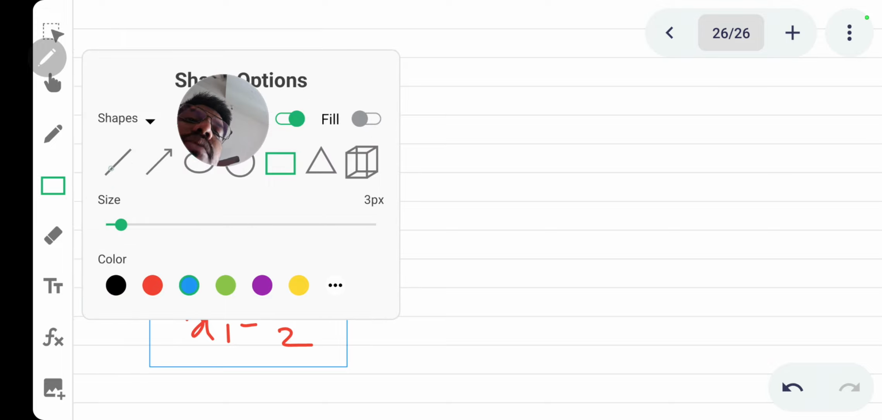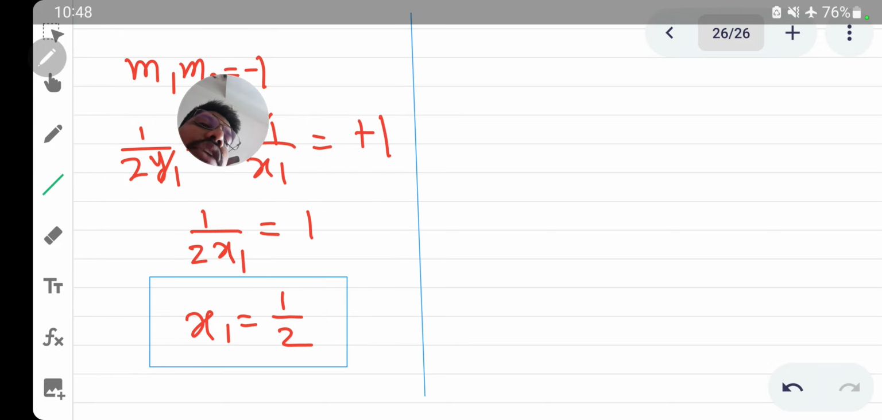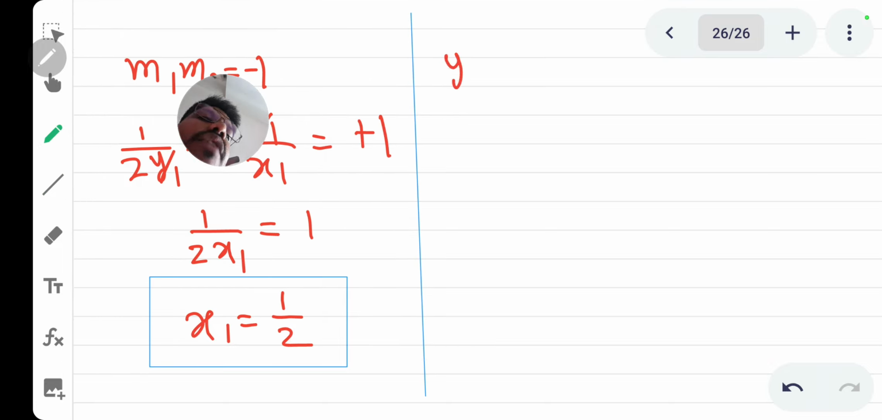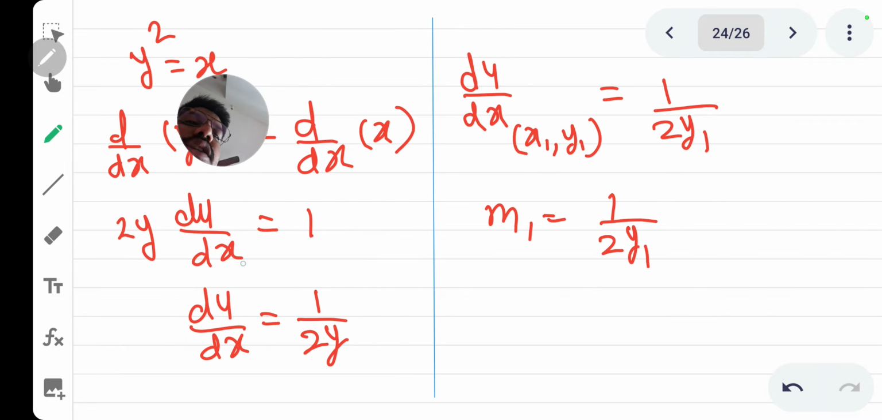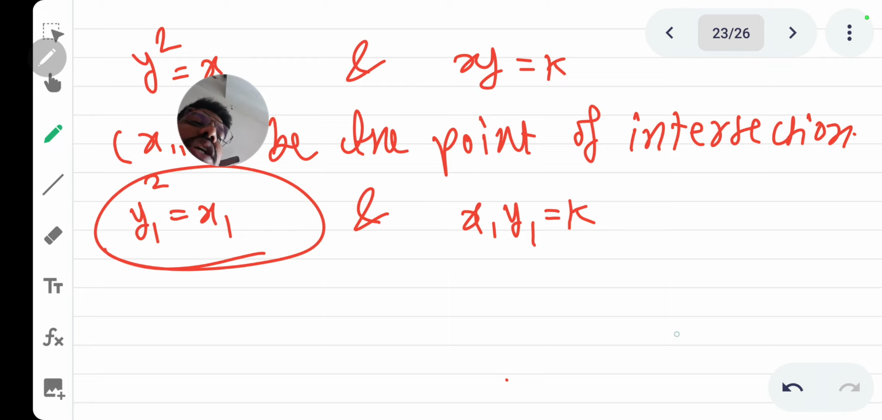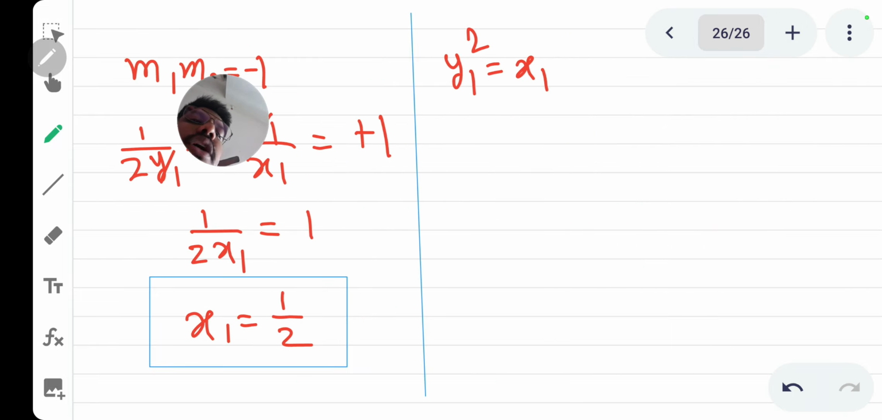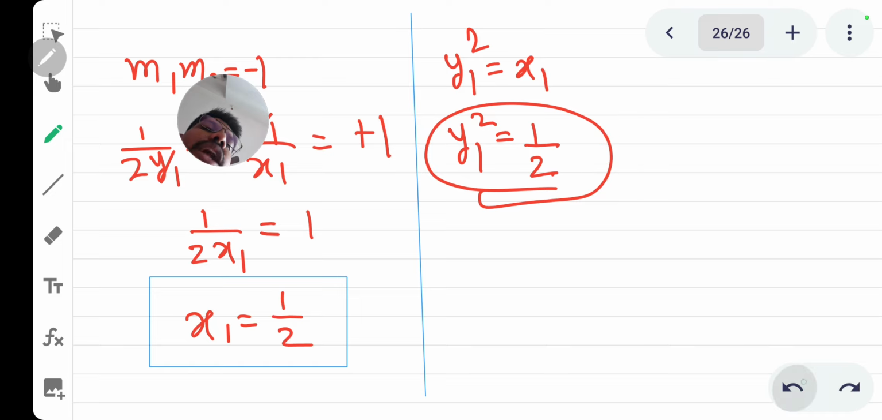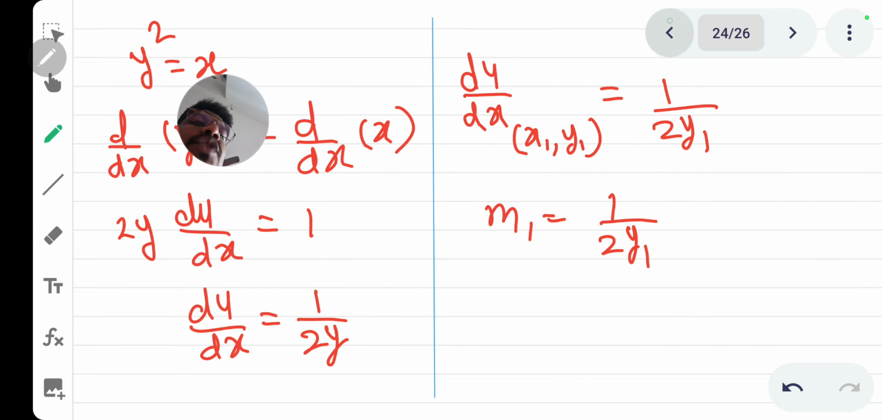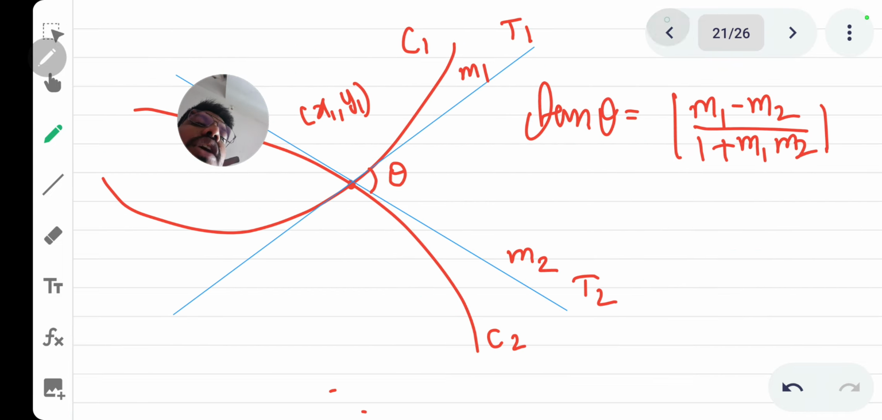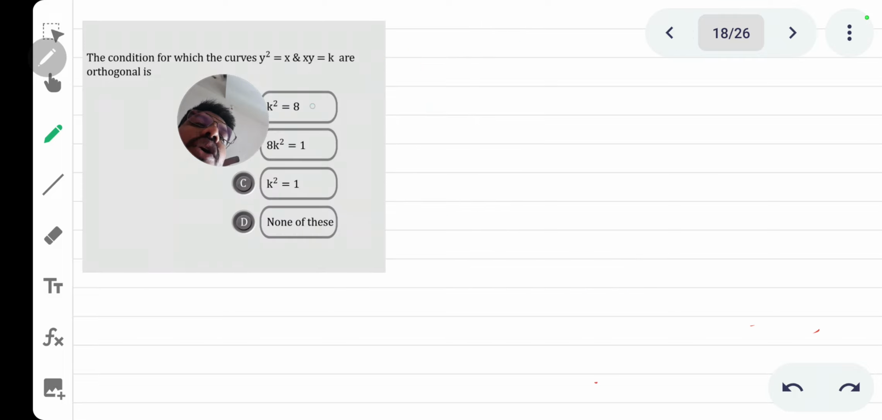But we also had one more thing: (x1, y1) satisfies the two curves, and we had y1 squared equal to x1. You can go back and check. See this, y1 squared equals x1. So y1 squared would be equal to x1, which is half. Now you can calculate the value of y1, but I won't be calculating it. The reason is all the options are in terms of k squared, as you can see. That means we have to deal with the second curve.